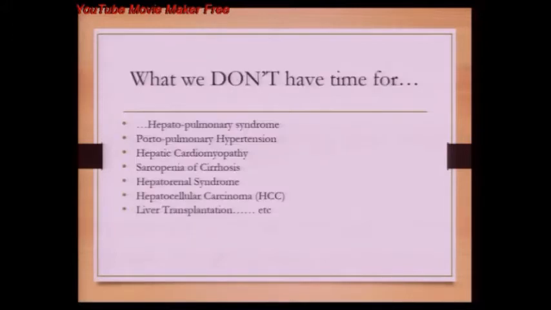We don't have time for a lot of things to do with liver disease. This is just a list to impress you that the liver really is the boss of the body, because if you have liver problems, you have hepatopulmonary syndromes, and portopulmonary hypertension is a possibility. There's a cardiomyopathy of liver disease. Sarcopenia, or the loss of muscle mass, is quite characteristic of liver disease. Hepatorenal syndrome is a lethal complication. So kidneys, heart, lungs, all of them are affected by the liver and have important clinical manifestations. We will end up touching on hepatocellular carcinoma just a little bit and transplantation just a little bit, but there's a lot of stuff we just can't get to.